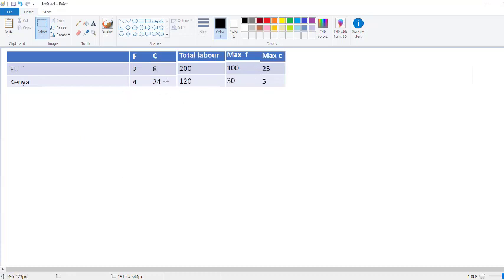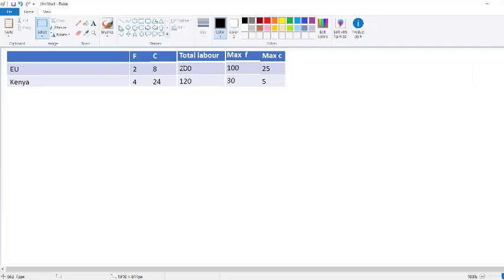So I put the table here, so it's easy to see the calculation. With 200 laborers, it takes 2 laborers to produce 1 food in the EU. So 200 laborers would be able to produce 100. 200 divided by 2 gives you 100.